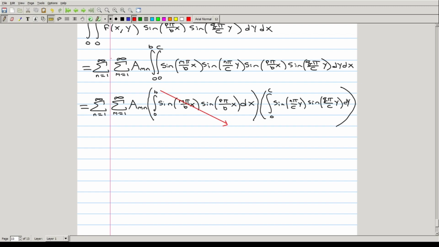This integral is going to be zero if m is not equal to p, and the only time it's going to be non-zero is if m is equal to p, in which case, it'll be b over 2. Similarly, this integral right here is going to be 0 if n is not equal to q, the only time that it will be non-zero is when n is equal to q, which gives you a value of c over 2.